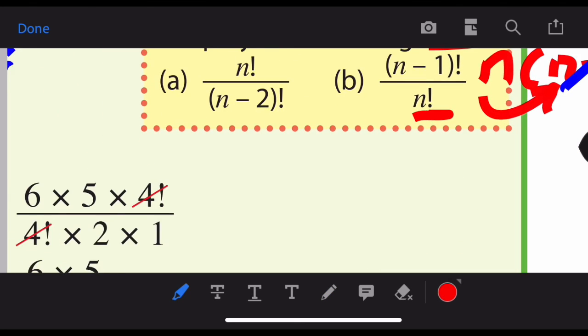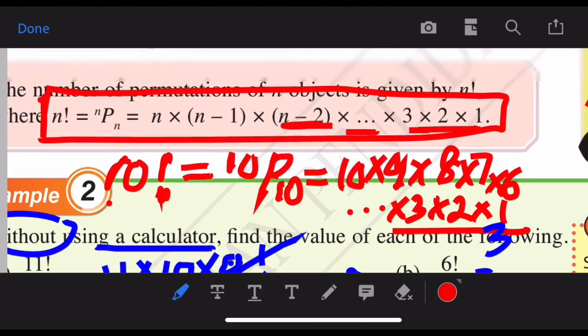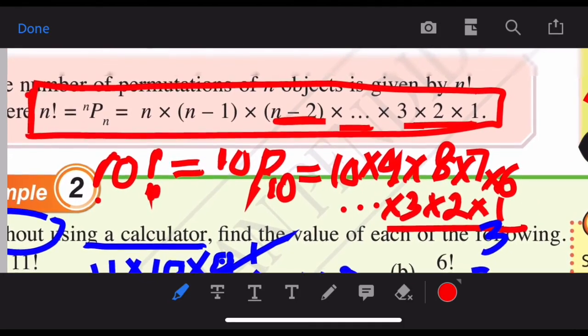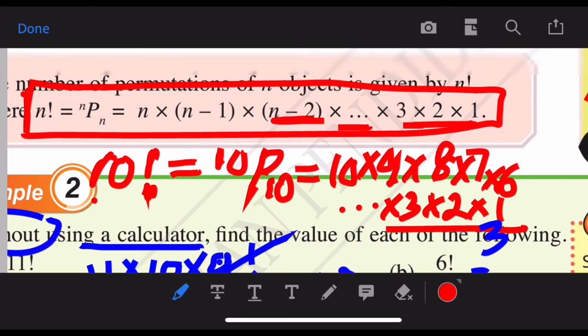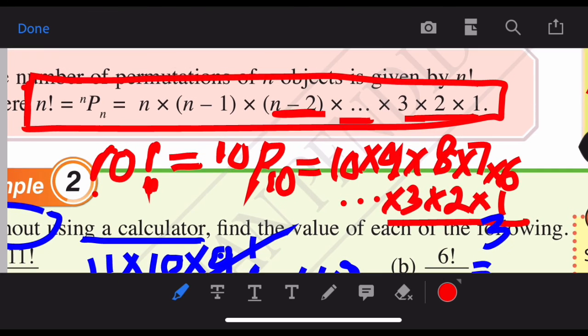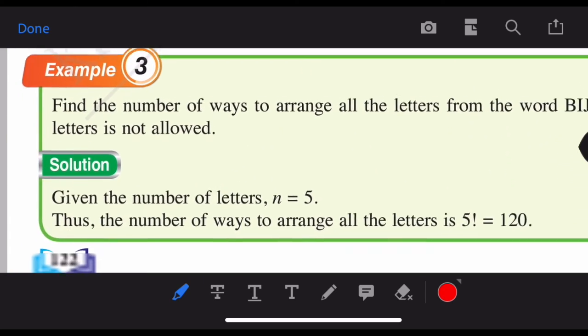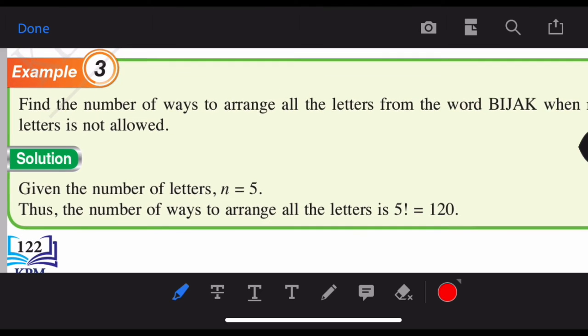Answer in simplest form. That means conclusion is you must know this formula. N factorial, nPn, equal to n times n minus 1 times n minus 2 times dot dot dot times 3 times 2 times 1. Alright, it's a very important concept. So if you understand the formula, let's see the example.